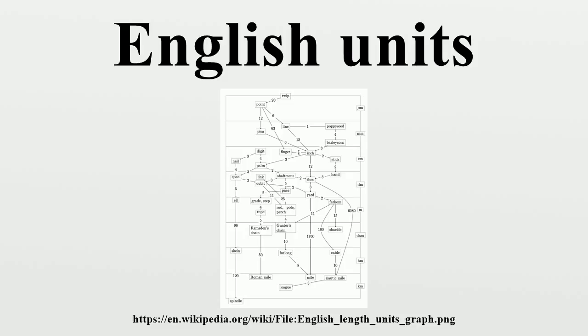Beer hogshead, 3 kilderkins, 54 gallons or 1.5 beer barrels. Beer pipe or butt, 2 beer hogsheads, 3 beer barrels or 108 gallons. Beer tun, 2 beer pipes or 216 gallons.